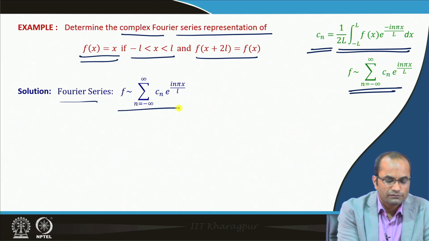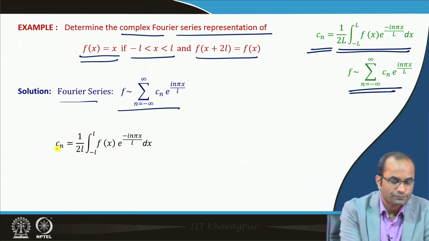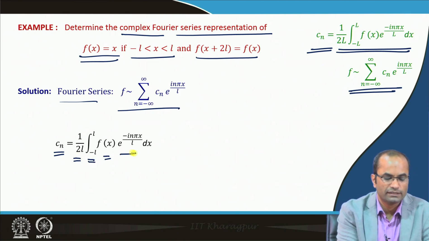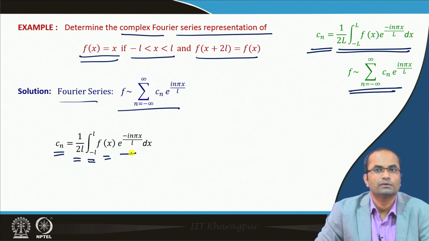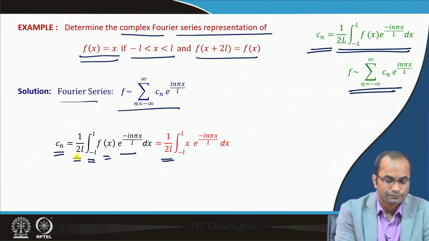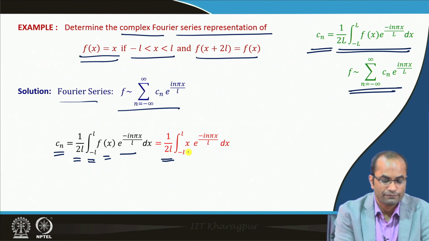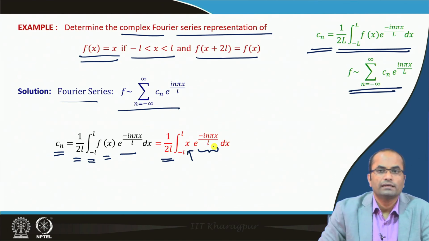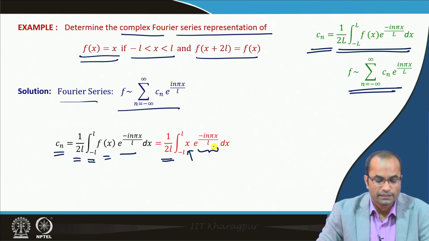So, for the Fourier series, we can compute C n as 1 over 2 L, integral from minus L to L, f x times e power i n pi x over L. So, 1 over 2 L is already there, f x is replaced with x, and then e power i n pi x over L, and then we can integrate by parts again.